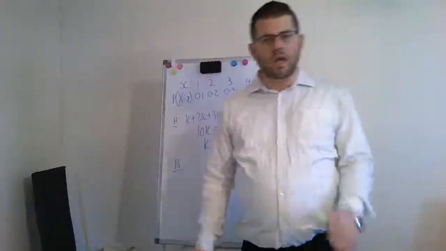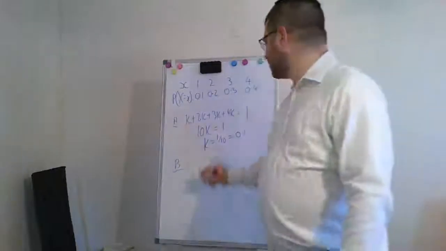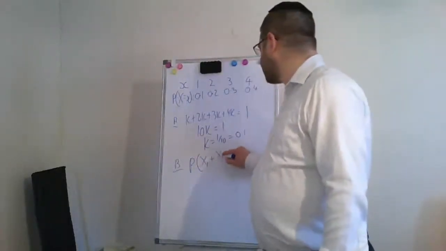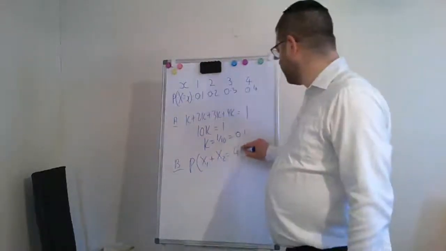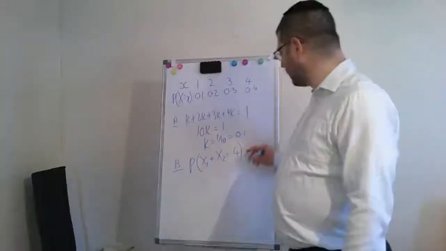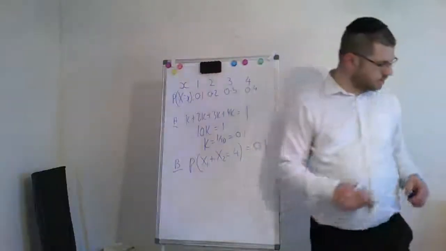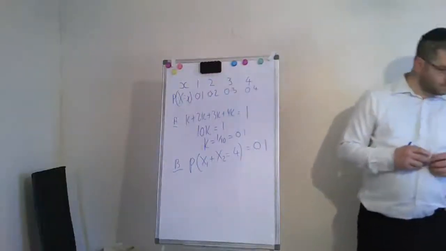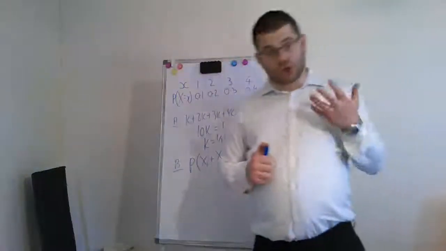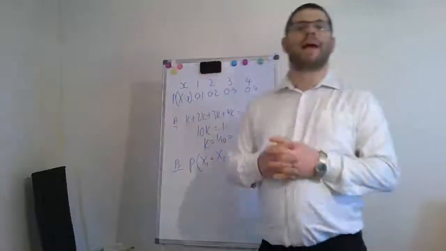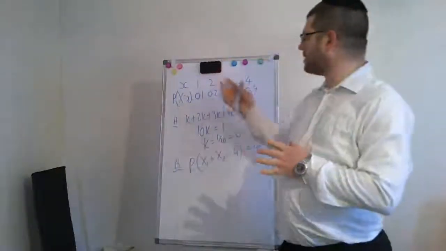So part B tends to throw people a lot. It asks you the probability of x1 plus x2 equals to 4 is 0.1. And we need to show this result. And it says that x1 and x2 are independent observations of the probability distribution.